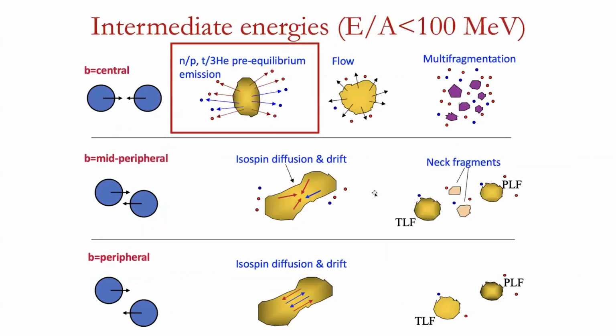Then, just at the end, because I think I'm close to the end, I just want to mention that there is another observable that is now understudied and that we hope to address in the future, especially in the new laboratories where radioactive beams at these energies are available, which is the emission of pre-equilibrium neutrons and protons, and also of light particles.